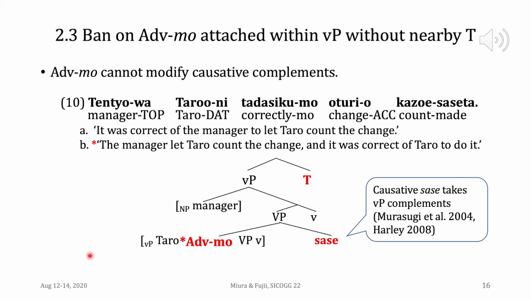So let's assume that the complement of sase is a bare VP, following many works in the literature. Then we can propose that the reason for the absence of the embedded reading of this sentence is that ADV more requires local tense. So the embedded clause lacks tense here. So we think that this is the reason for the absence of the embedded reading.